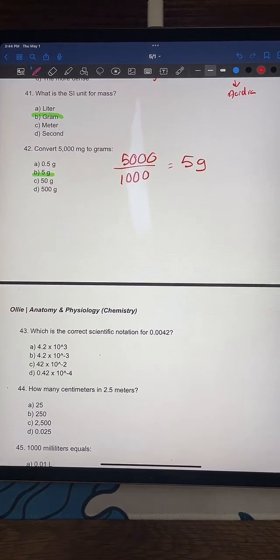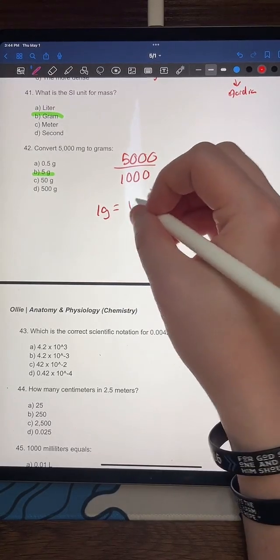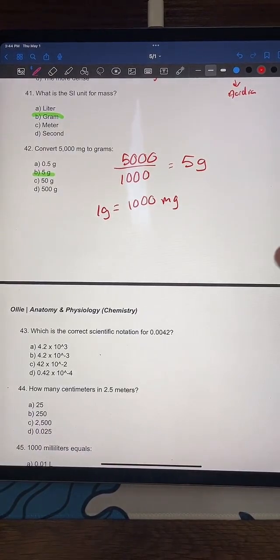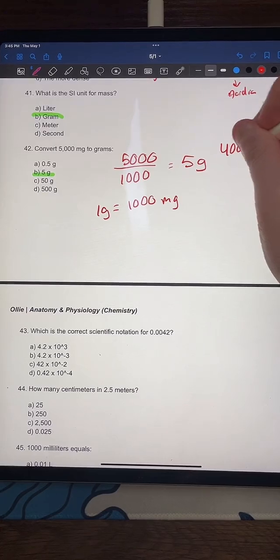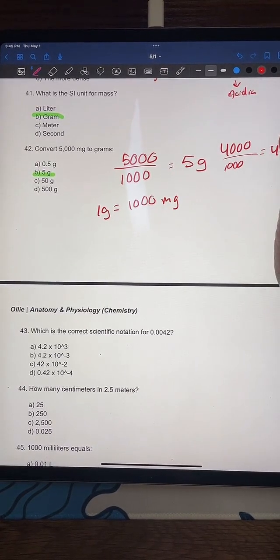You don't understand? Okay, so when you have to convert, the metric system is based on powers of 10. So 1 gram is equal to 1,000 milligrams. So to convert milligrams to grams, you have to divide by 1,000. So if you had 5,000 milligrams, you would divide by 1,000. Same thing, if you had 4,000 milligrams, you would divide by 1,000, and you would get 4 grams.